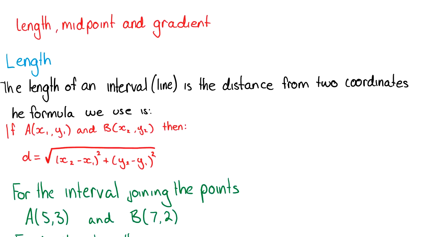In this video, we're covering length, midpoint, and gradient. Now, there are several formulas we need to use, so we're going to focus on each one individually. The first one is what we call length. The length of an interval, or just a line, so interval just means line, is the distance between two coordinates, and the formula we use is d equals the square root of x2 minus x1 all squared plus y2 minus y1 all squared.